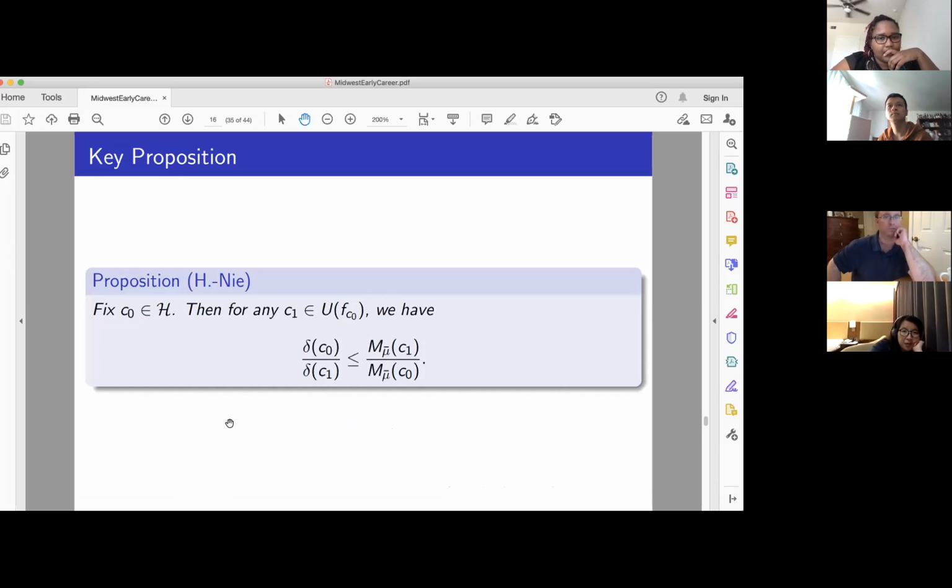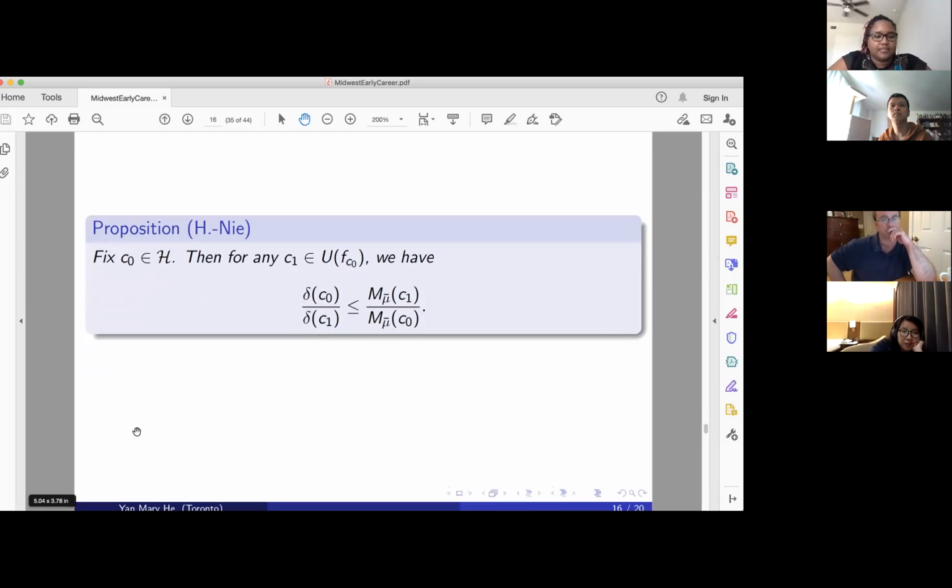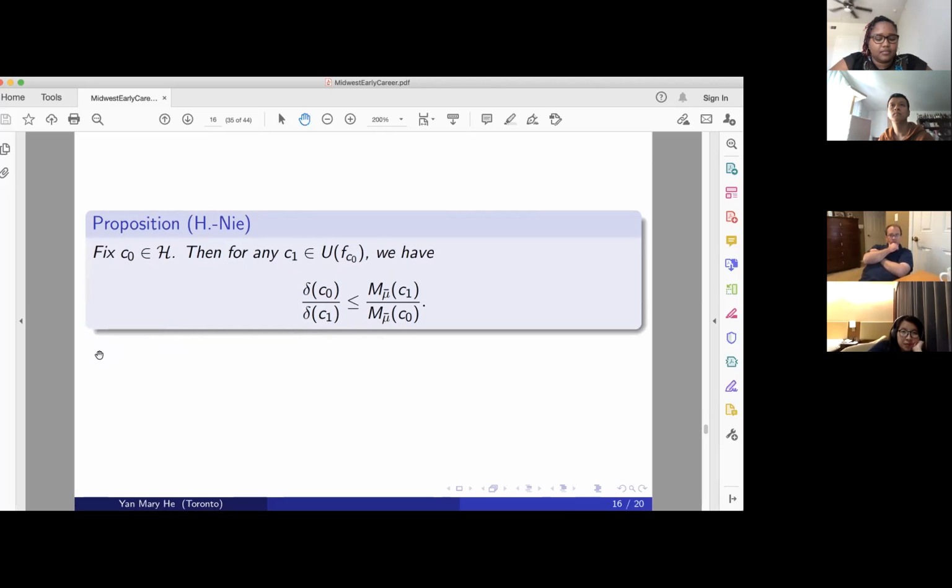Right. So now here comes the key proposition for our construction. If we fix a base point C0, then for any other point C1 in the neighborhood, we have the following inequality. What does this inequality say? It is about the relationship between the value of the multiplier function at C1 and C0. What is this value, really? This is basically the Lyapunov exponent of those measures.